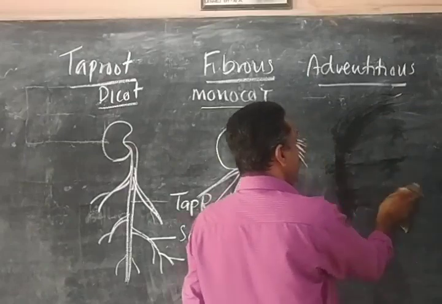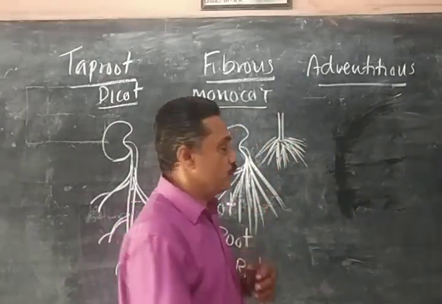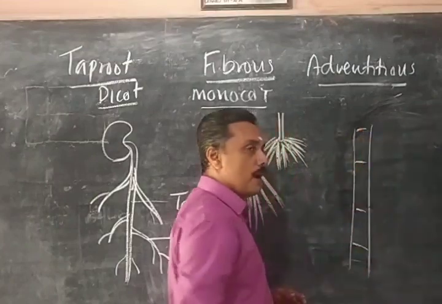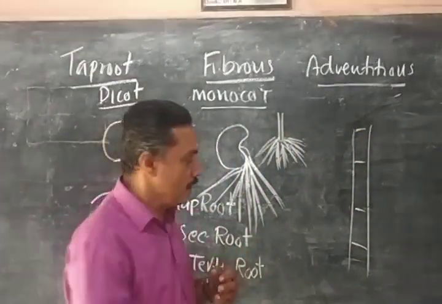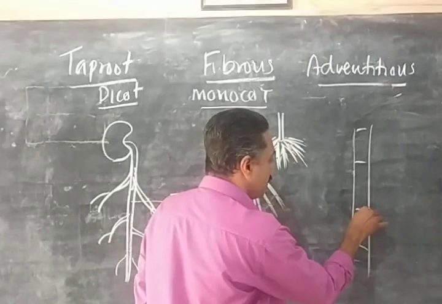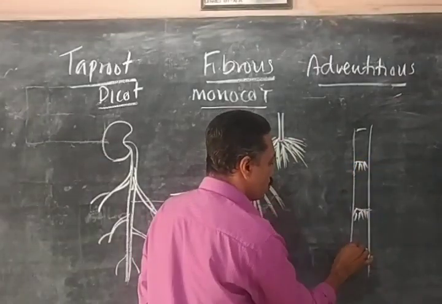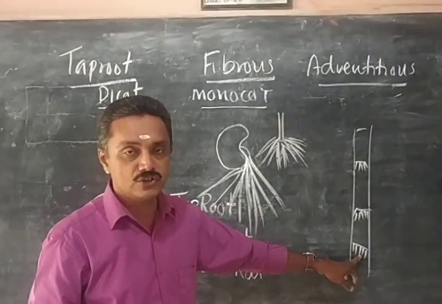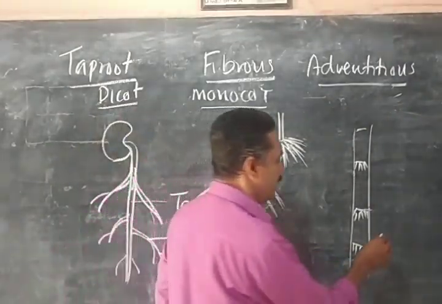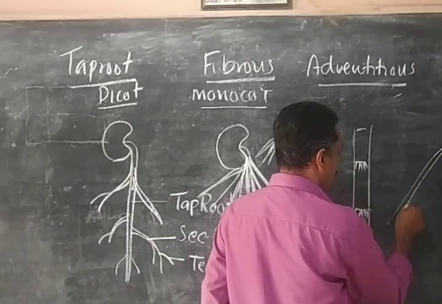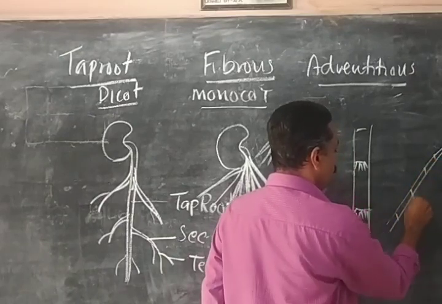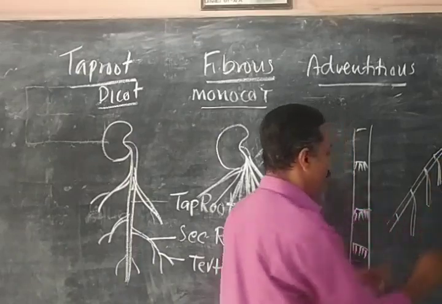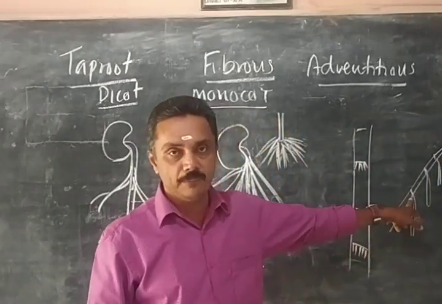Then in the case of many plants, like sugarcane or bamboo, roots originate from the node. They are called adventitious roots. In grasses, many grasses are there, the roots originate from the nodal region. The joint of a stem is called a node.